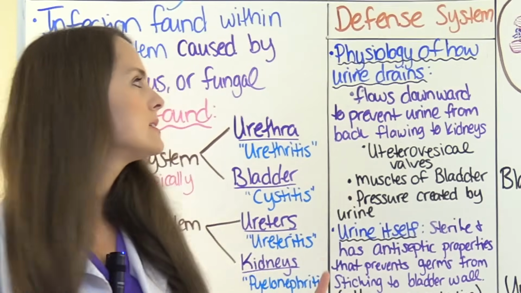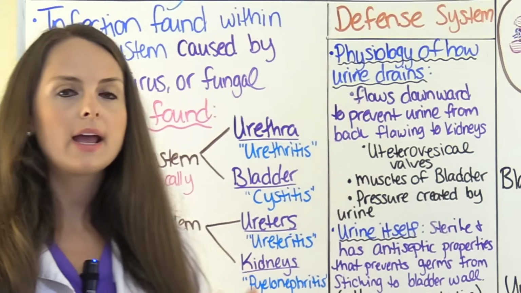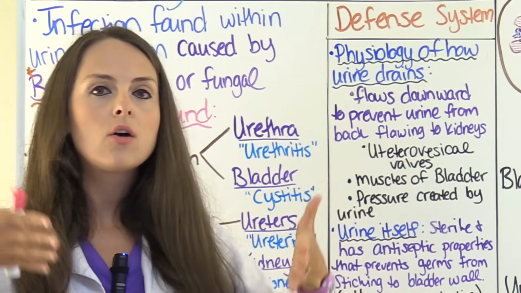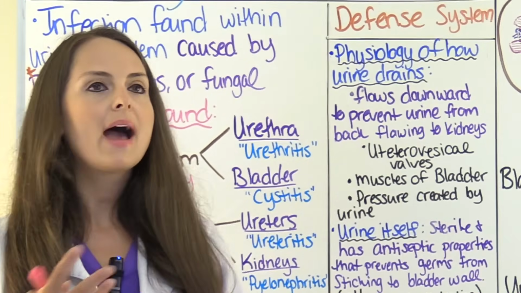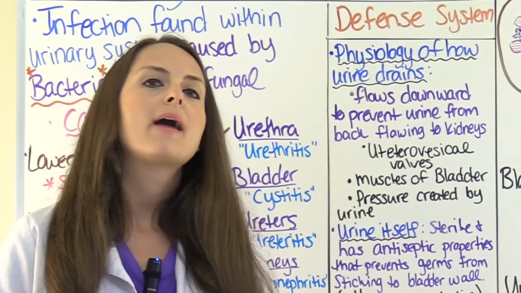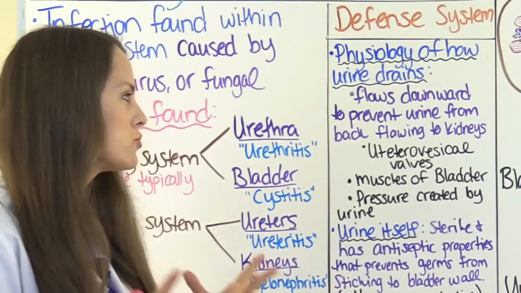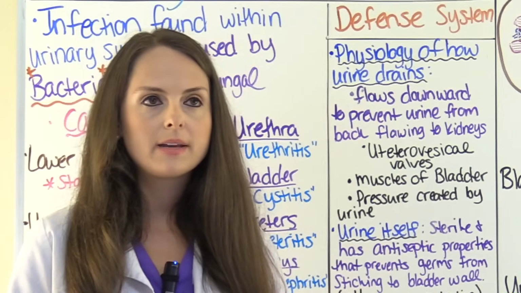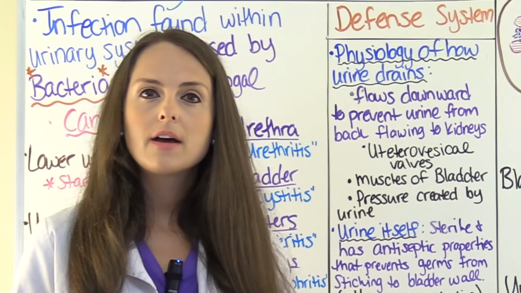Okay, the first defense system is really the physiology of how the urine drains out of the kidneys, because it drains in a downward motion. It doesn't backflow, because if we have backflow of urine, we have beautiful conditions for a urinary tract infection. So what structures really help us keep that urine flowing downward? Because if they get messed up, then we're going to have that increased risk of urine backflowing.